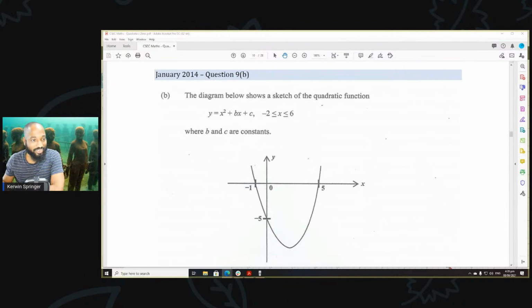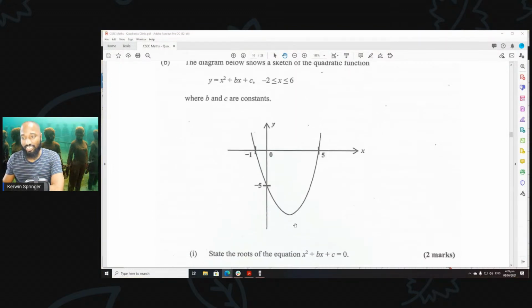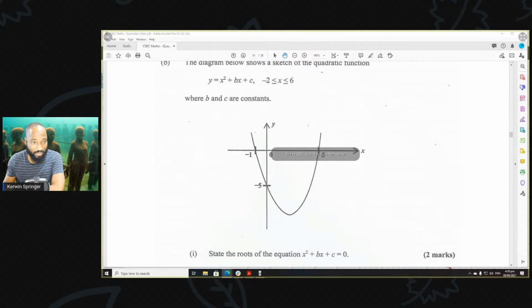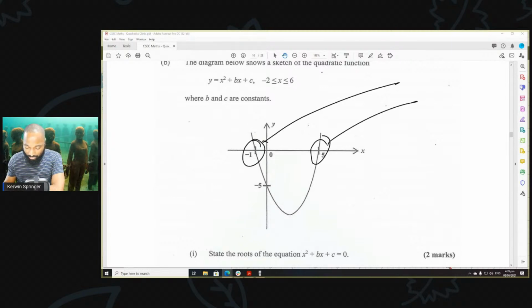Mostly keyboard. Anyhow, where b and c are constants. This is a different looking one. So let me see what they are for you. Make it interesting. State the roots of the equation x squared plus bx plus c. Well, the roots of the equation indicate the point where it cuts the x-axis. We see that time and time again. So the roots are x is equal to -1 and x is equal to 5.